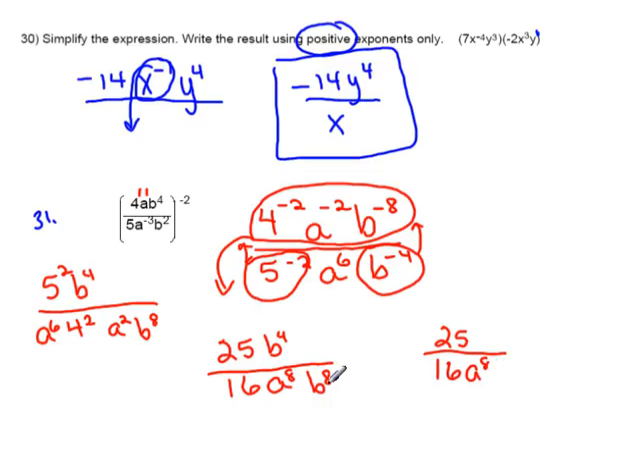But remember the b to the fourth and b to the eighth, you subtract the exponents, so 8 minus 4 is 4. And we would put the remaining b to the fourth in the denominator because the 8 is larger than the 4. So that would be b to the fourth. And there's the answer. And of course, now we have all positive exponents.